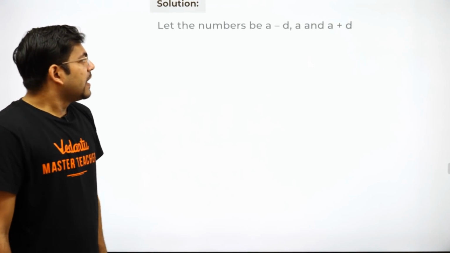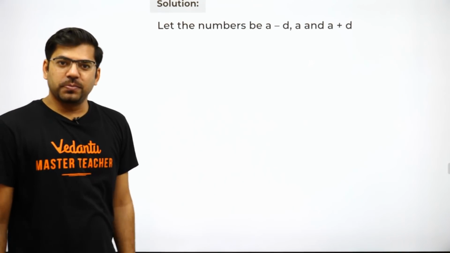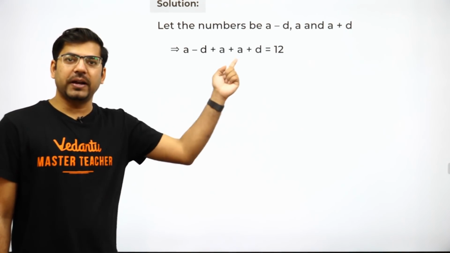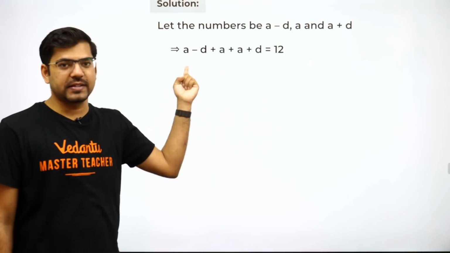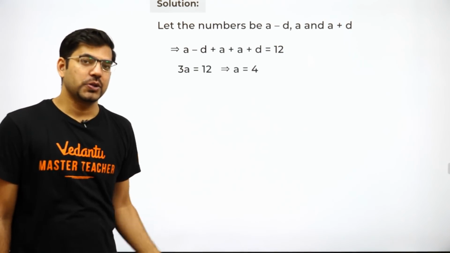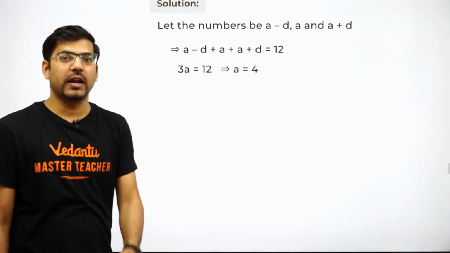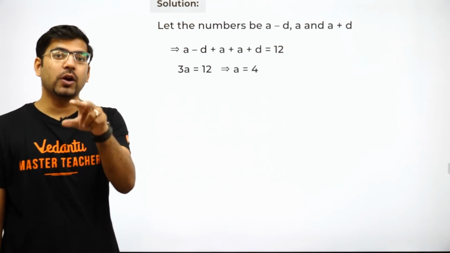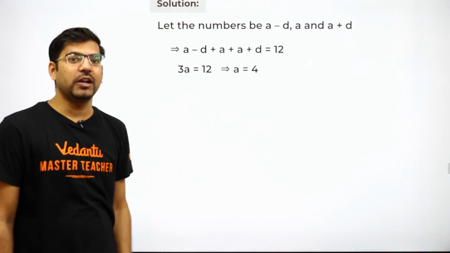Now, a minus d, a and a plus d, I have assumed this. Adding all of them, I'll get 12 and d would be cancelled here and I'll get 3a equal to 12 and hence a equal to 4. So once I have got the value of a equal to 4, now comes the second part: cubing all of them and adding and getting the value 288.